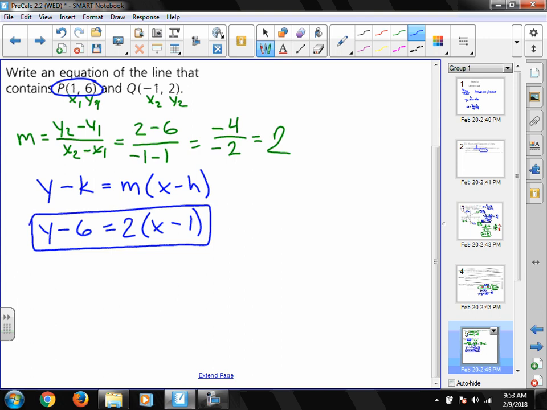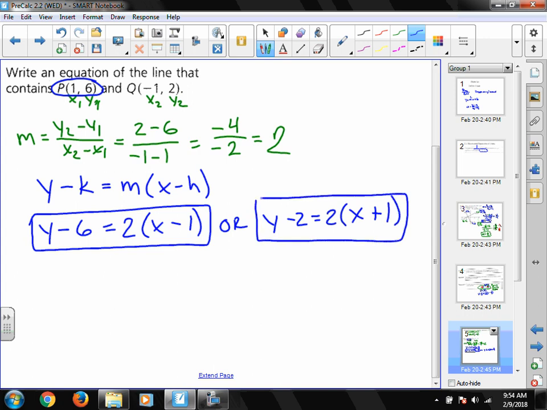But what if you pick the other one? Well, when you've got 2 points, you've got multiple points that you can choose from. One is not more right than the other. I will make sure that I list both possibilities if you run into this situation on homework or whatever. So if I use point Q, that changes the way my answer looks. So I'm going to have y minus my y value in this case, which is 2, is equal to the slope of 2 times x minus my x value. If I'm going to subtract a negative 1, I've got to add that negative 1. So both of these are going to say the same thing, even though they look different.